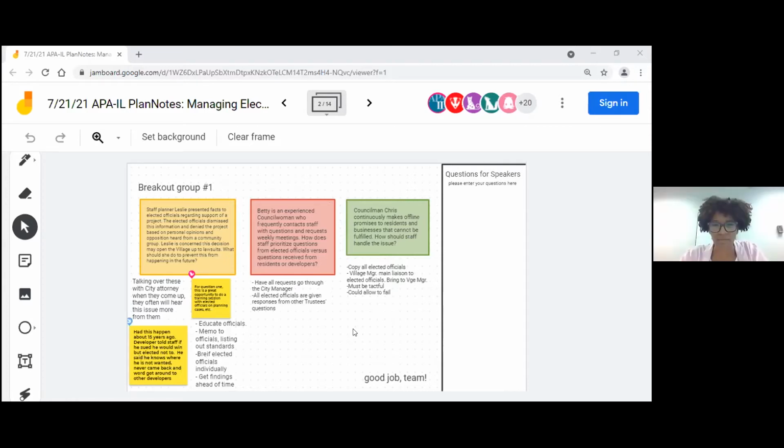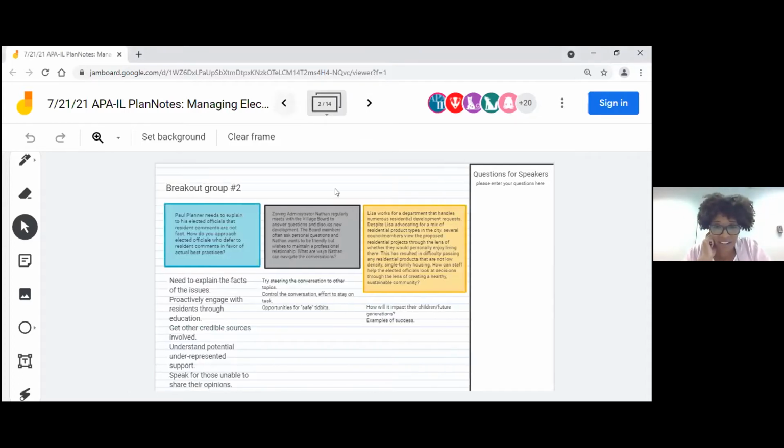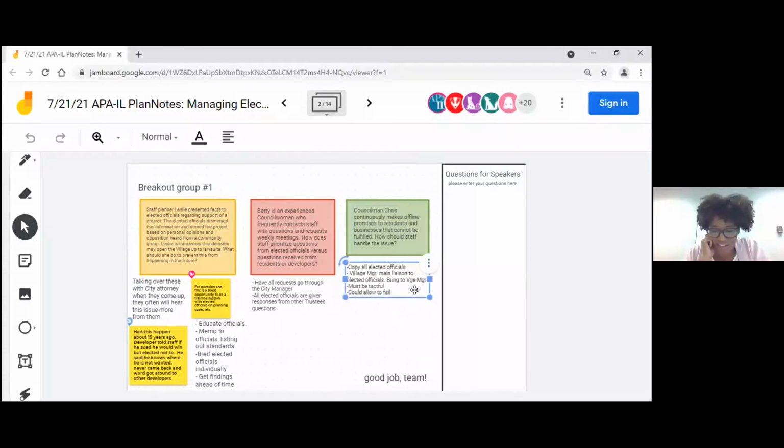So Kim, you want to introduce the first question that we'll talk about? Yeah, I am interested in the third question in breakout group 1, if that's okay. It's: Councilman Chris continuously makes offline promises to residents and businesses that cannot be fulfilled. How should staff handle this issue?